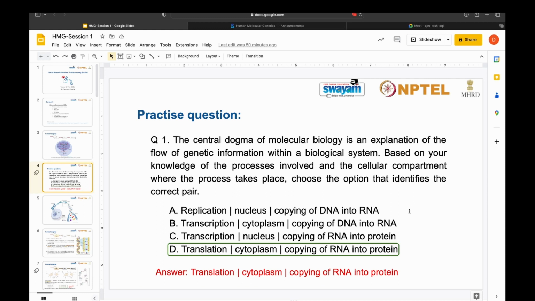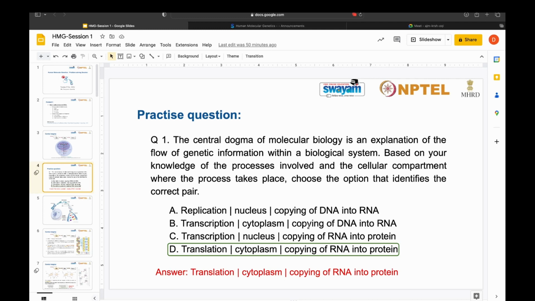Okay, so why is option A not correct? Because replication is the process in which DNA is converted to DNA itself. Option A cannot be correct because it mentions copying of DNA into RNA. This process has another name, that is transcription, which means conversion of DNA into RNA. So option A would have been correct if it had been written copying of DNA to DNA. So we cannot say that option A is correct.